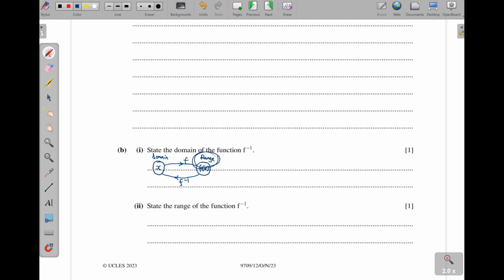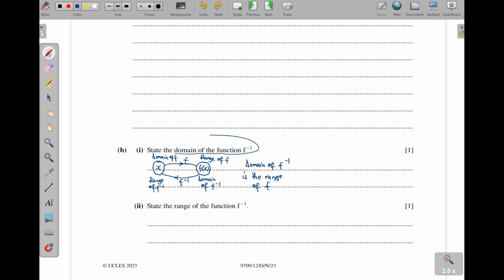Okay, and what we put in the function is the domain. That means the range of f here is actually the domain of the inverse. Okay, and then what comes out of the function is the range. So this will be the range of the inverse. This is the domain of f. This is the range of f. Okay, so from here, I'm saying that the domain of f inverse is the range of f. But when we are writing, domain is written in terms of the function.